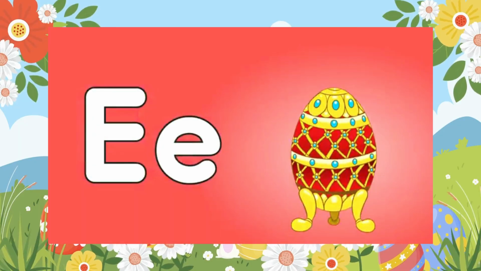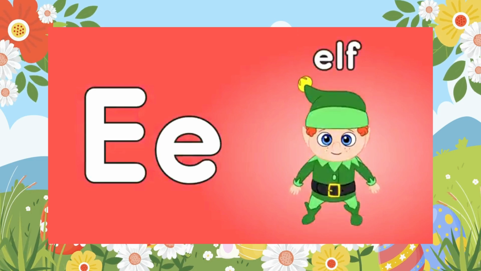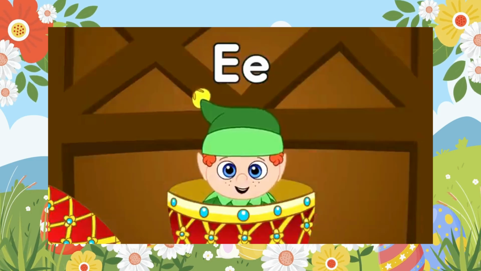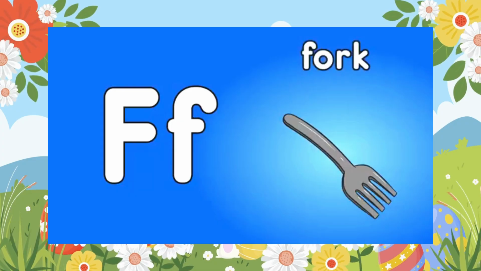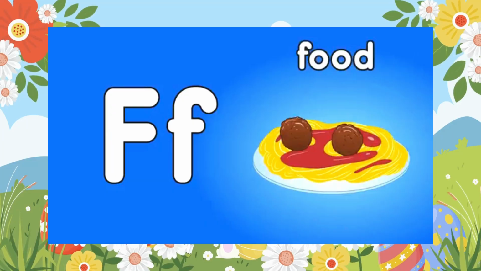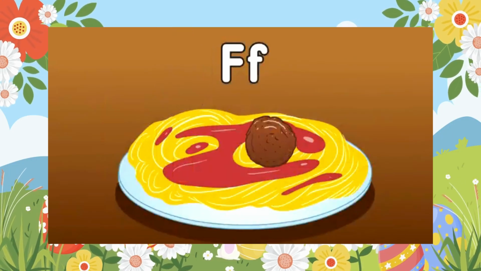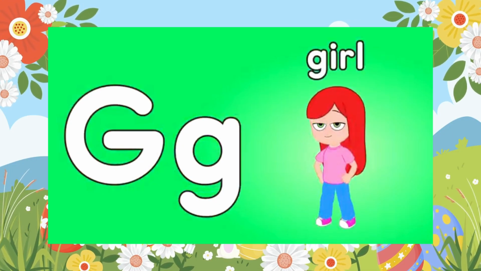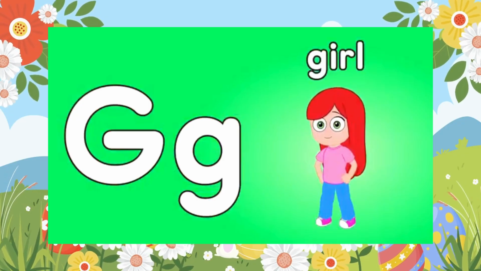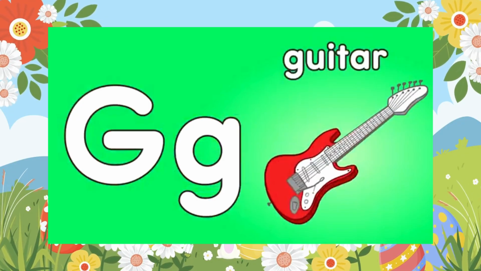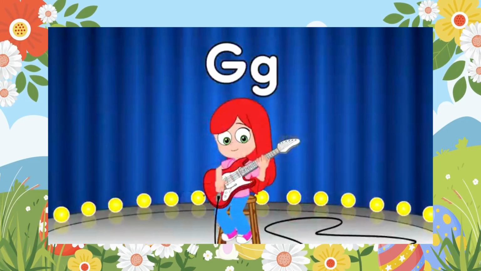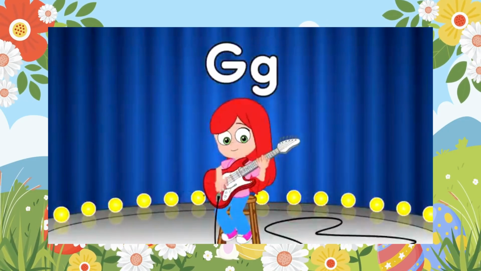E is for egg. E is for elf. F is for fork. F is for food. G is for girl. G is for guitar. H is for heart. H is for hamster.